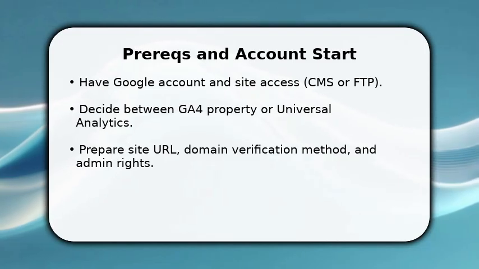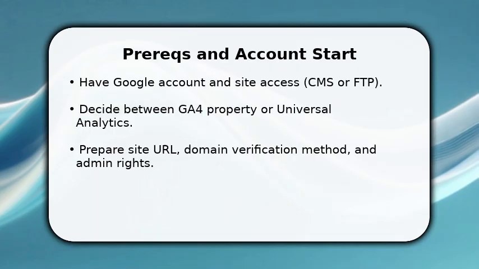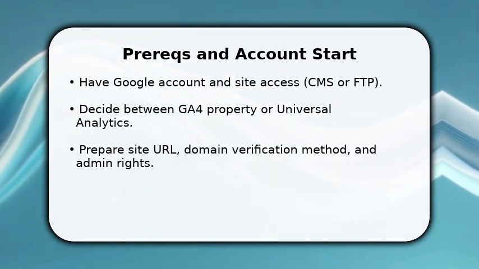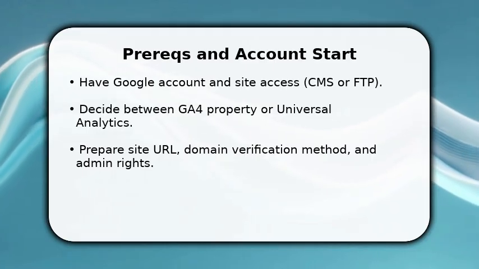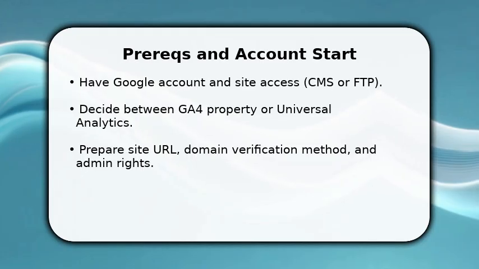Enjoy the video. You already have a Google account and site access, so open Analytics.google.com and sign in. Create a new GA4 property, name it, set reporting time zone and currency, then click Create. Once done, go to Admin, Data Streams, and add your website stream.